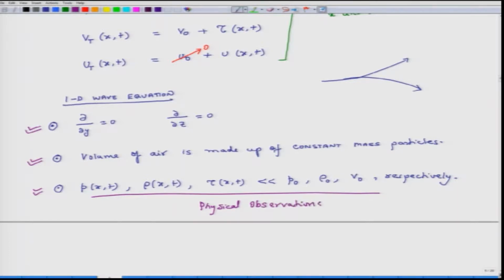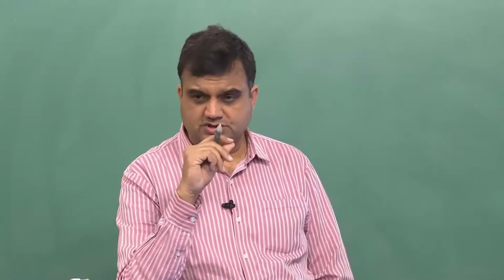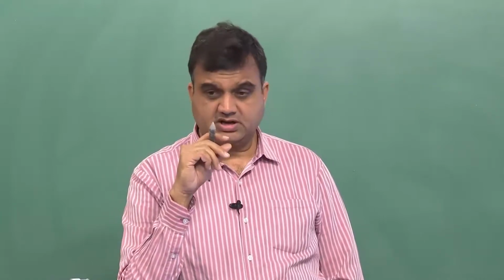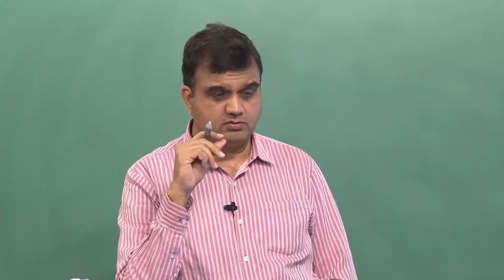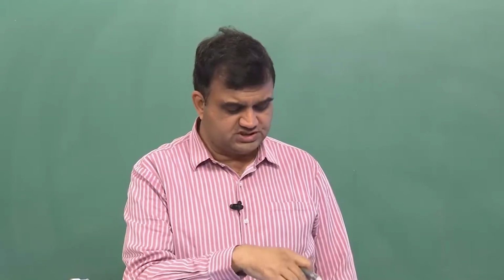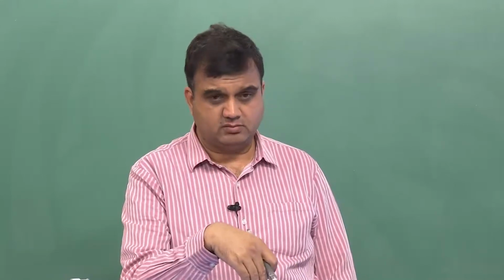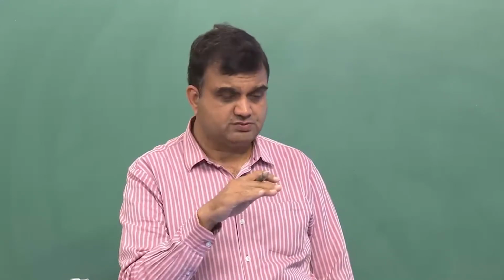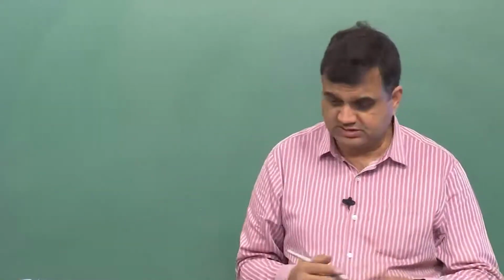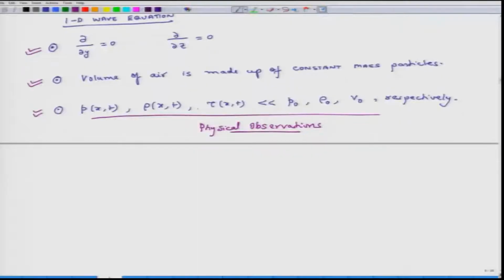Because most of the times when sound is generated, and you measure the amount of fluctuations in pressure, density and velocity, you find that these fluctuations are extremely small compared to the pressure, density and volume of the air when everything was at rest. Okay. So, changes in pressure, density and volume are extremely small, and this is based on actual measurements and physical observation. So, that is the basis of our equation.